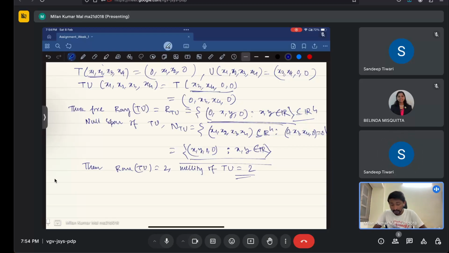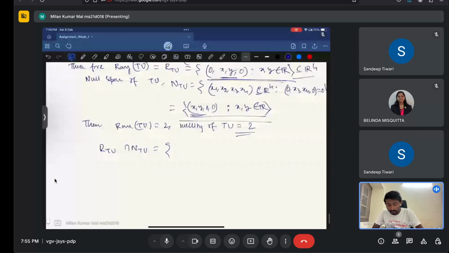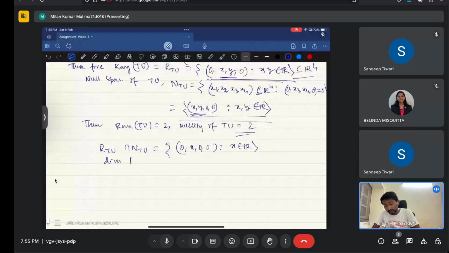But to get the next two conditions, I just need to find... So first, condition one, one can check this: dimension of R(T) intersection N(T). Now what will R(T) intersection N(T) be? Note that here the second and third elements are non-zero, and here the first and second elements are non-zero. So that will be all elements like (0, x, 0, 0), x belongs to R. Therefore, the dimension of range of T intersection null space of T will be 1. So that also cancels out the third condition.